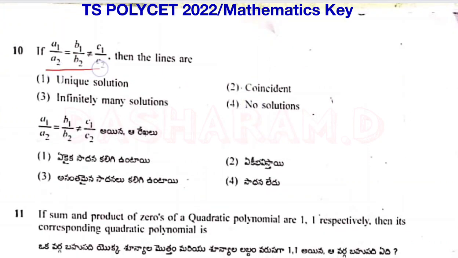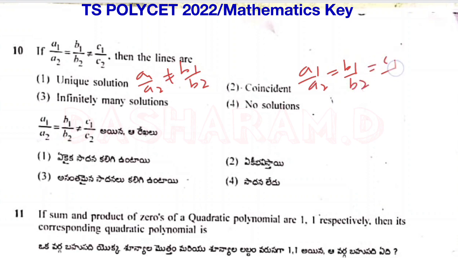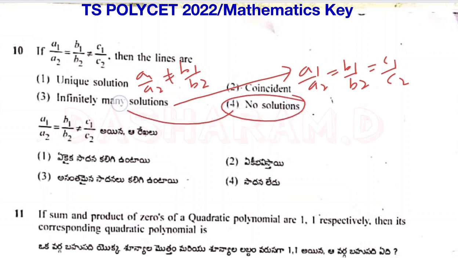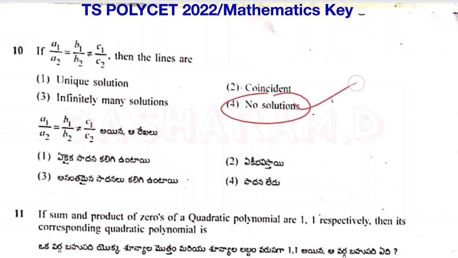If a1 by a2 equals b1 by b2 not equals c1 by c2, then the lines are, definitely, no solution lines. Option 3 and option 2 both are the same: coincident, infinitely many solutions, both mean the same. Generally, unique solution means a1 by a2 is not equal to b1 by b2, and coincident lines means a1 by a2 equals b1 by b2 equals c1 by c2, and infinitely many solutions is also the same. No solution means the given condition. So option 4 is correct.